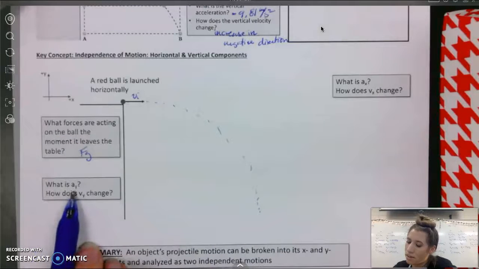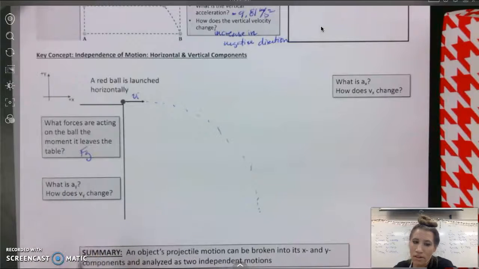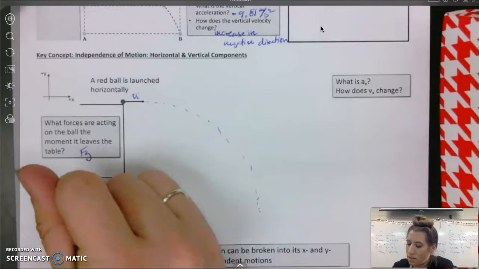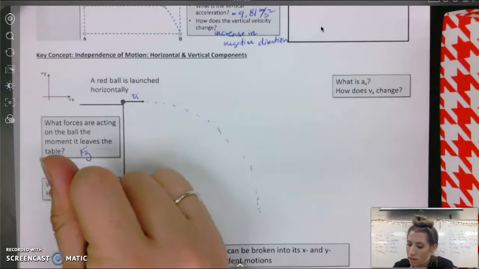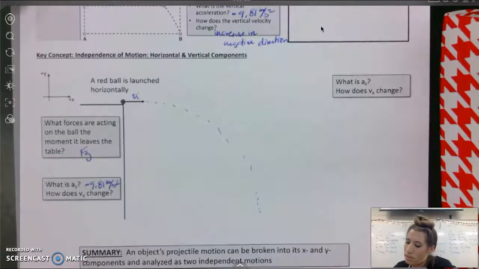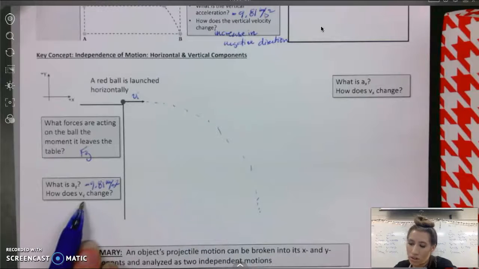What is the acceleration in the y? Well, that would be 9.81, because it's the acceleration due to gravity. How does y change? It increases in the negative direction.